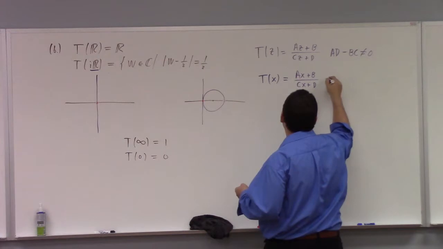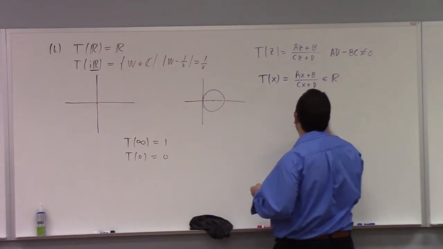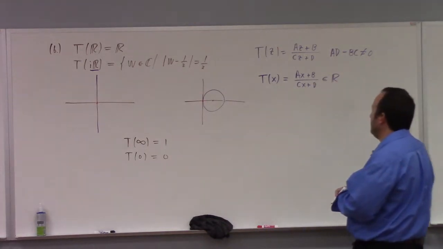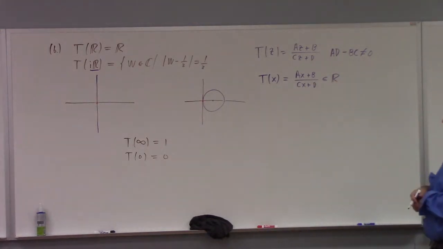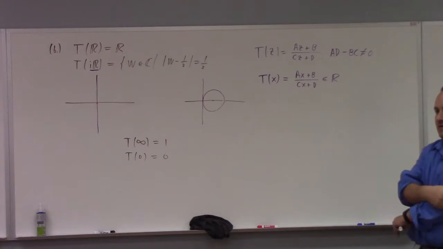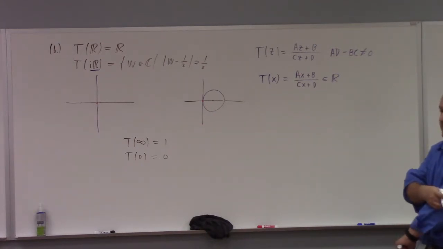We need for this to be real. So whatever I choose for a, b, c, d, that has to be a real number. That's what it means for the real axis to be fixed. So that's something we have to work with. I don't have a good intuition for how to work with that right off the top of my head, but that's data that we have.